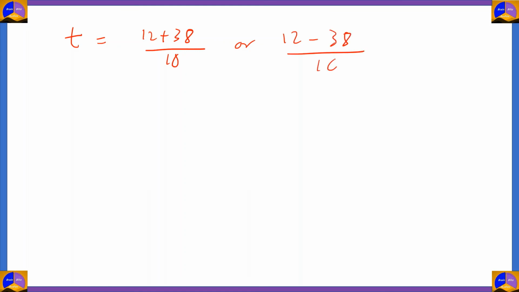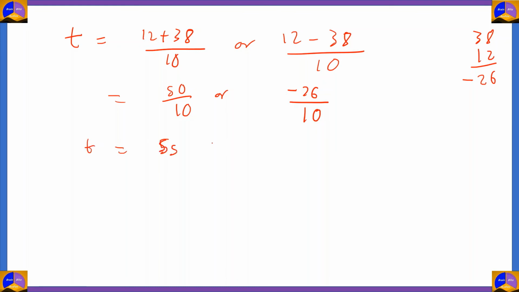So that means we'll have two values of t. So t will be equal to 12 plus 38 divided by 10, or 12 minus 38 divided by 10. Since we need to find the numerical value, we'll have to solve this. 12 plus 38 will give you 50, divided by 10, or 12 minus 38. Let's do it. 38 minus 12, and then we'll put the negative sign on it. 8 minus 2 is 6, 3 minus 1 is 2. Put a negative sign, so we'll get the value of 12 minus 38 as minus 26 by 10. So dividing by 10, t will be equal to 5 seconds, or minus 2.6 seconds.